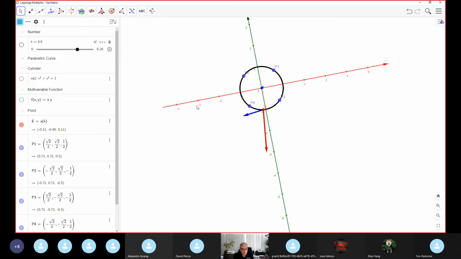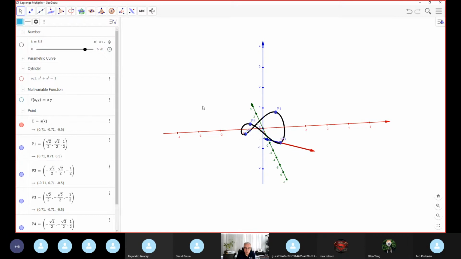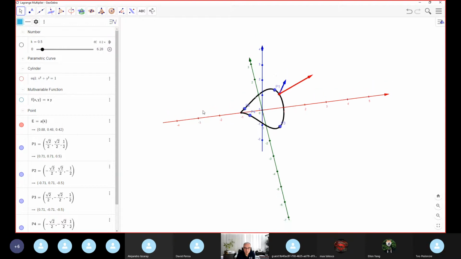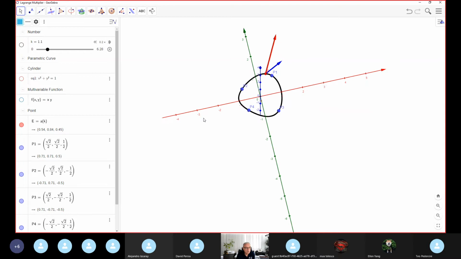Okay. Recap. Look at that. This is a minimum, opposite direction. And this is a maximum, same direction. Great. Cool.